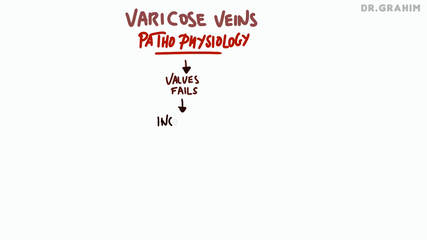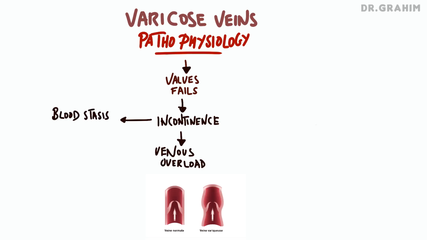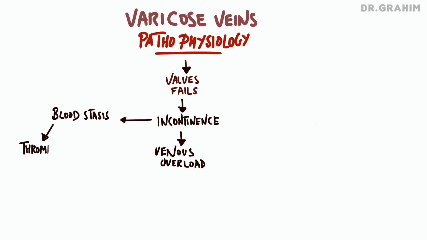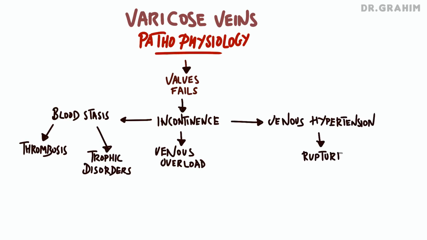When the venous valve fails, venous incontinence occurs, leading to venous overload. The consequences are blood stasis and venous hypertension. When blood stagnates in the vein, that can lead to various complications. First, the formation of venous thrombosis, or blood clots in the vein. Secondly, trophic disorders affecting the skin and subcutaneous tissues, causing dermatitis and venous ulcers.